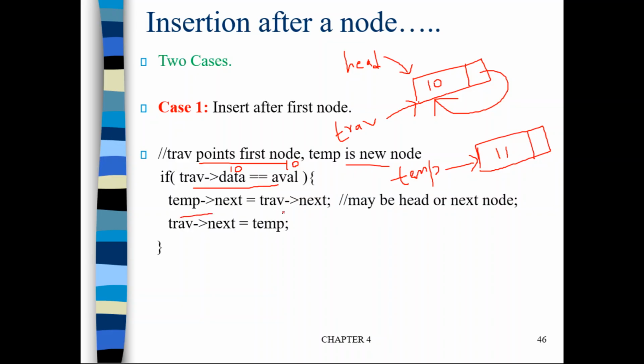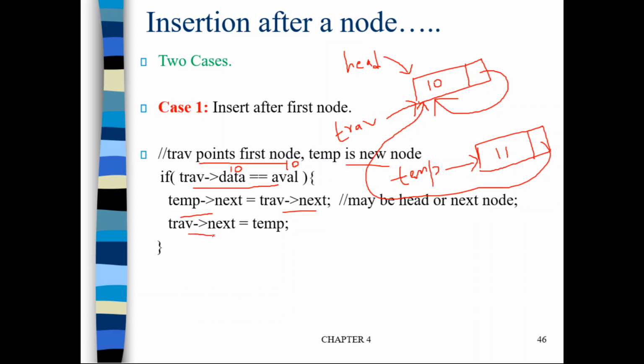Temp arrow next is equal to traverse arrow next. So what does it mean? It means temp arrow next will point wherever traverse arrow next is pointing. In this case, traverse arrow next is pointing to head, that is, to the first node. So temp arrow next also will point to the first node. Now the first node's next is pointing to the first node, and the new node's next is also pointing to the first node.